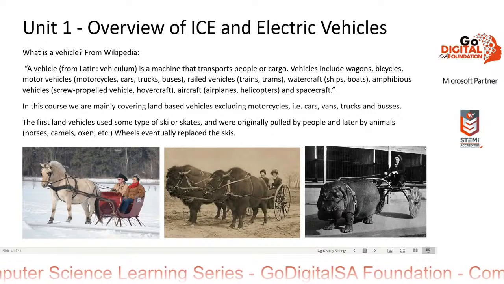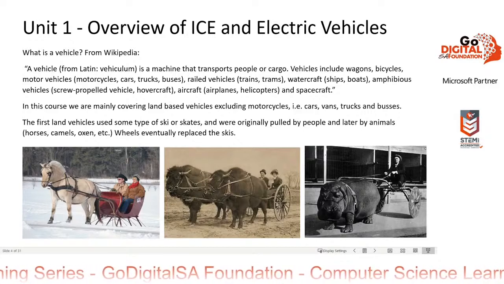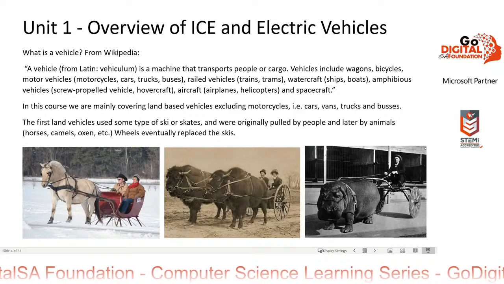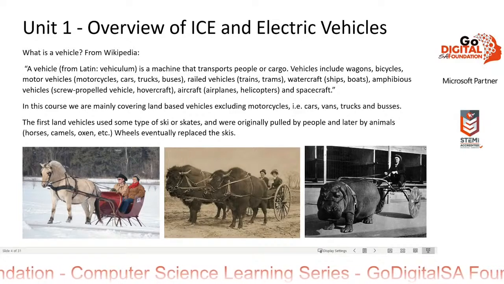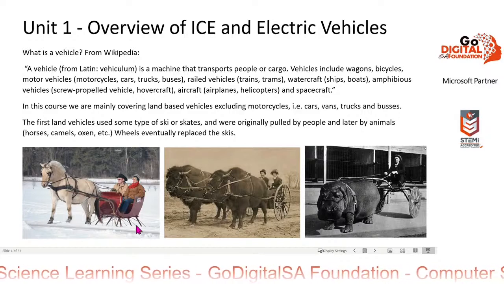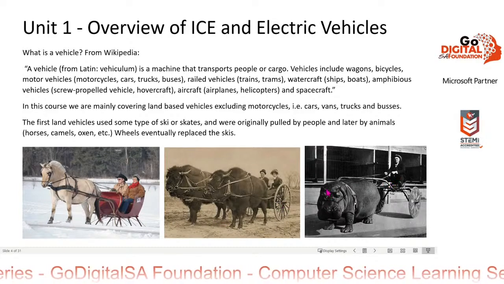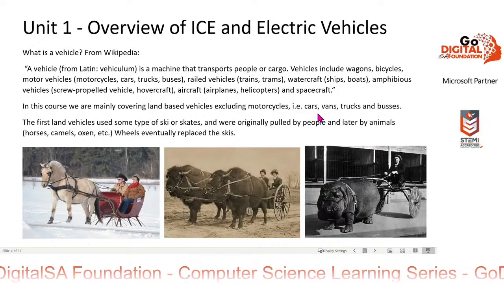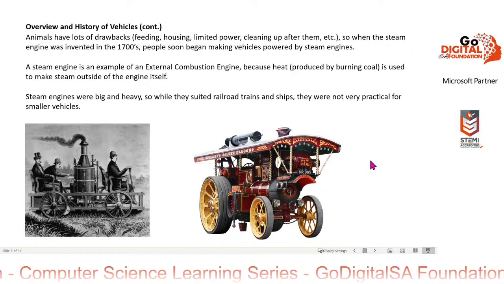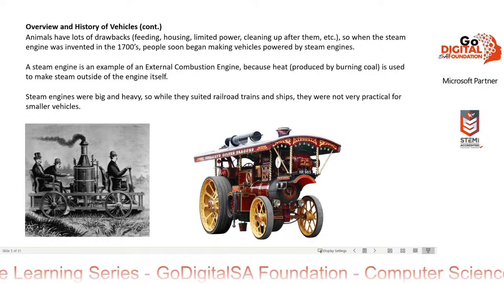The first land vehicles used some type of ski or skates and were originally pulled by people and later by animals, like horses, camels, oxen, and so on. Wheels eventually replaced the skis. Okay, so the very first vehicles were just dragged across the ground. And then later on, wheels were invented, which worked a whole lot better than skis. Animals have lots of drawbacks: feeding, housing, limited power, cleaning up after them, and so on.